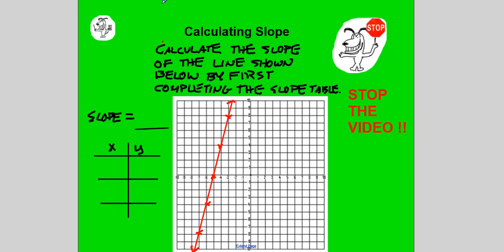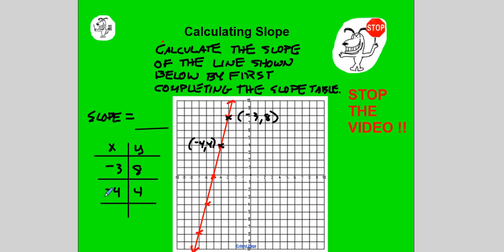Okay, let's take a look at this. So I'm going to choose these 2 points here. So the coordinate of this point is negative 4, 4. Coordinate of this point is negative 3, 8. Doesn't matter which one you put in the slope table first. I'm going to put negative 3, 8, negative 4, 4.